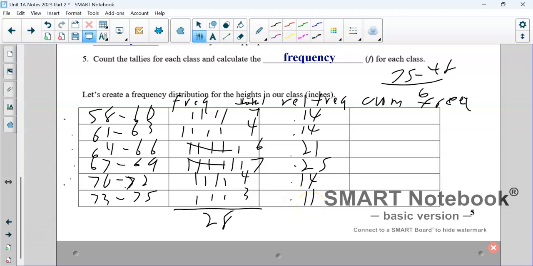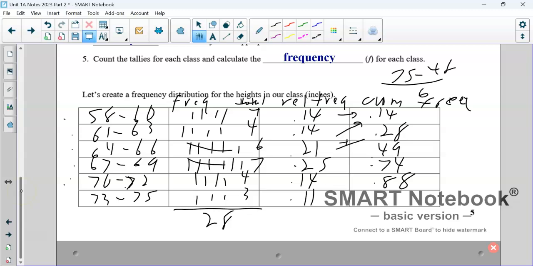And then with cumulative frequency, all we're going to do is bring this one straight over, 0.14, and then add this one to this one. So 0.14 plus 0.14 is 0.28. Then we're going to add this here. 0.28 plus 0.21 is 0.49. And we're building up to 100%. And then we're going to add 0.25, which is 0.74. Then we're going to add 0.14, which is 0.88.